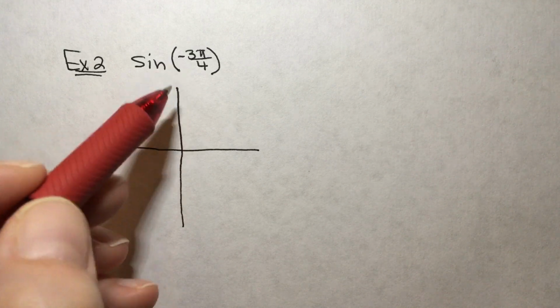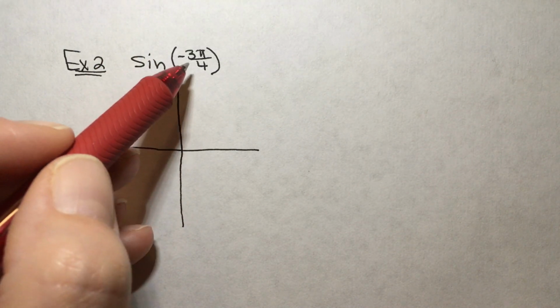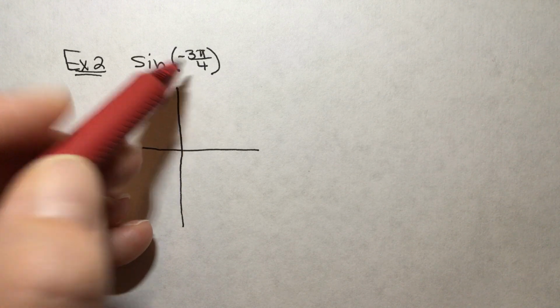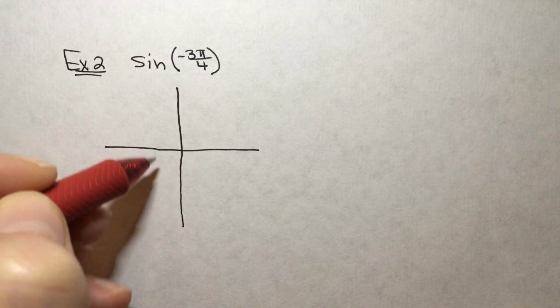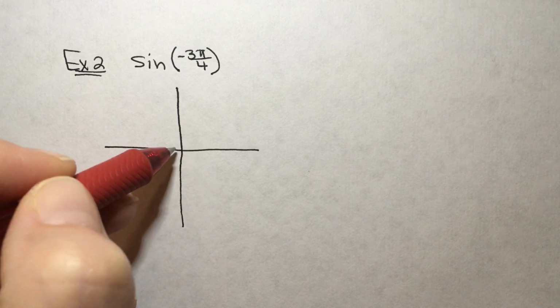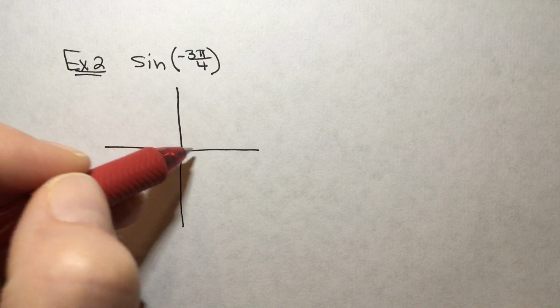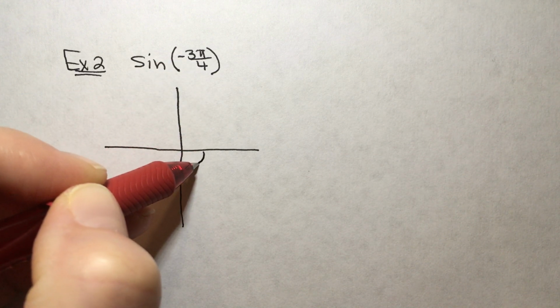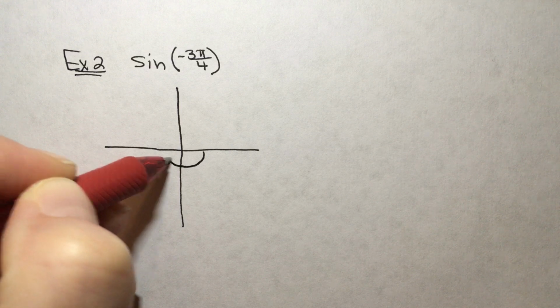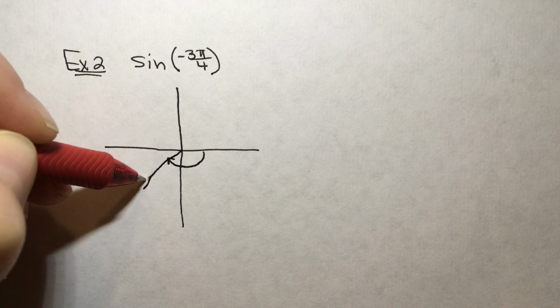A negative angle is going to have a clockwise rotation. And to get 3/4, I first want to divide pi, half a revolution, into 4 equal parts. So imagine 1, 2, 3, 4 pieces, and I want to rotate 3 of those 4 pieces. So 1/4, 2/4, 3/4 is going to take me right into the middle of quadrant 3.